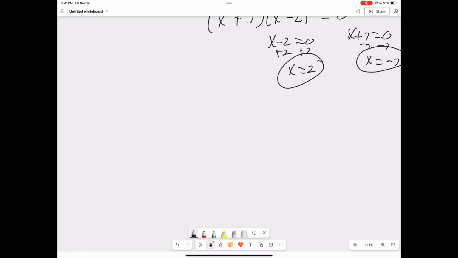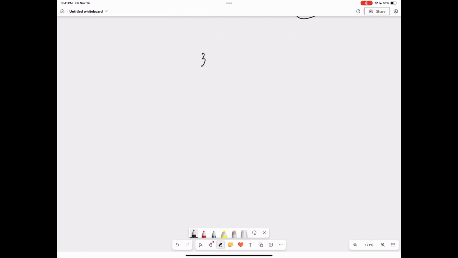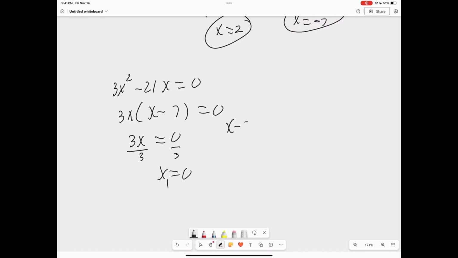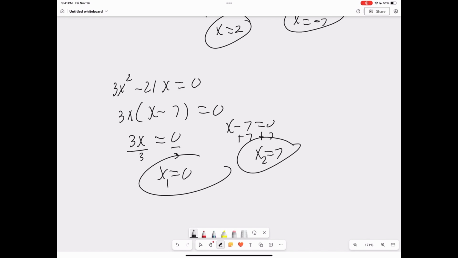So we have 3x squared minus 21x equal to 0. So it's factorable as is, so let's take out a 3x. So we get x minus 7 equal to 0. So 3x, each one is equal to 0. We divide by 3, x is equal to 0. That's our first x. Let's call it x1. Now x minus 7 equal to 0, x equals 7. There we go. We call this x2.